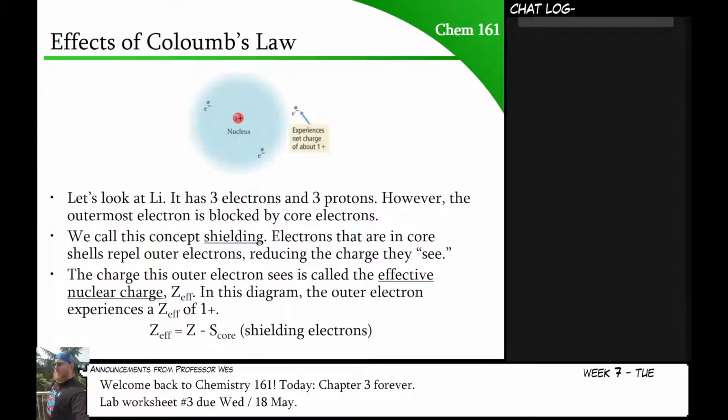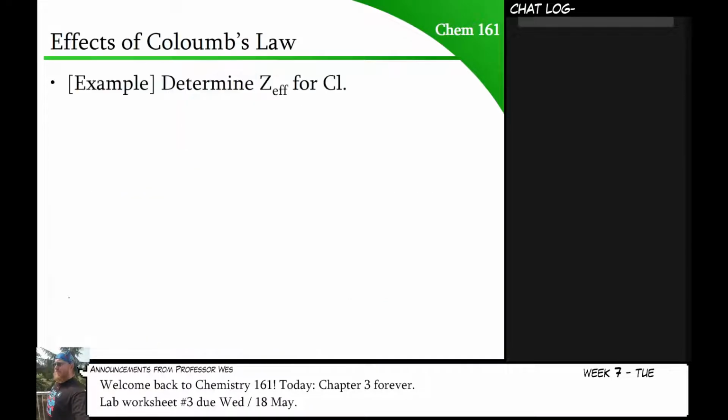All right. So what I want you to do is, using this formula, tell me what Z effective is for a chlorine atom. Start by writing out the electron configuration on your paper. Determine how many valence electrons there are, determine how many core electrons there are, and then compute the calculation. We'll put the formula on the screen here. So Z effective is Z minus core electrons.